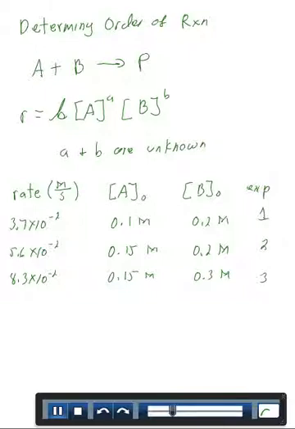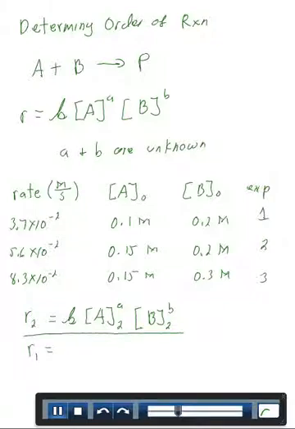The way to do this is take the ratio of the rates for two different experiments. Say I'll take the ratio of the rate for experiment 2. Now the rate constant k is a constant, so it doesn't change between experiments. So I'll have the concentration of A to the a power, and I'll use a subscript 2 to represent the concentration for experiment 2, and the concentration of B for experiment 2. And then I'm going to divide that by the rate for experiment 1, and that's equal to k times the concentration of A for experiment 1 times the concentration of B for experiment 1.